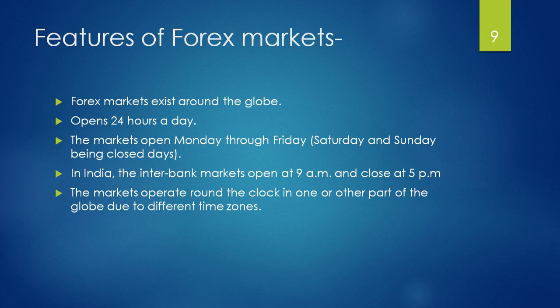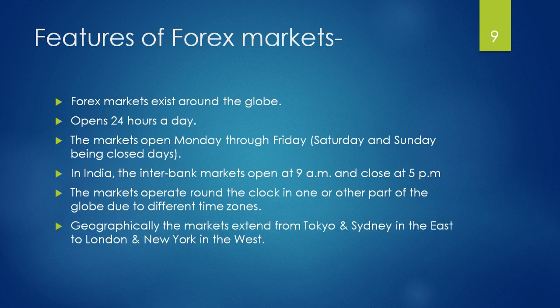These markets in fact operate round the clock in one or the other part of the globe due to difference in time zones. These markets operate not at a particular place, but geographically the markets are extended from Tokyo and Sydney in the east to London and New York in the west. When European markets open, there is already lunchtime in Indian markets. When Indian markets close, the US markets are about to open. Just before close of US markets, the Tokyo or Singapore markets are about to open. This is how the markets are able to work 24 hours a day.